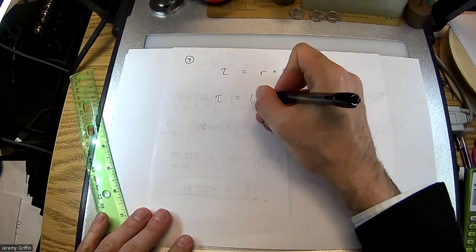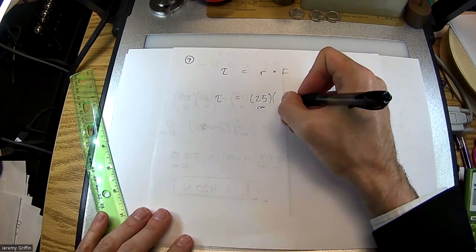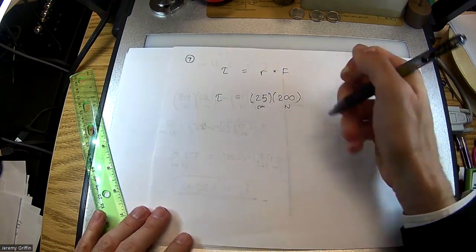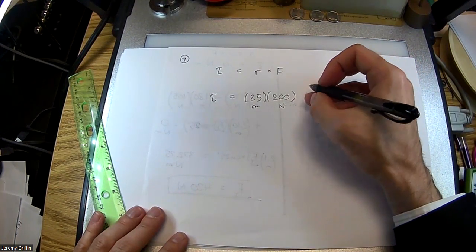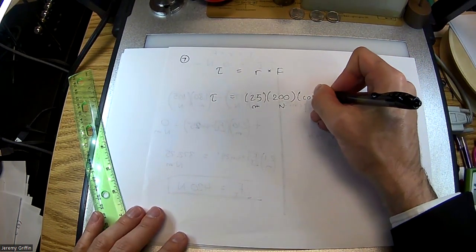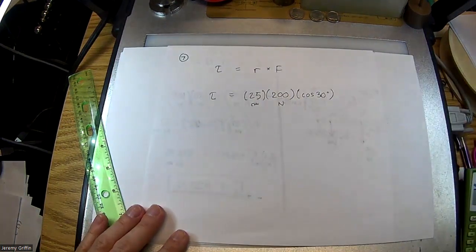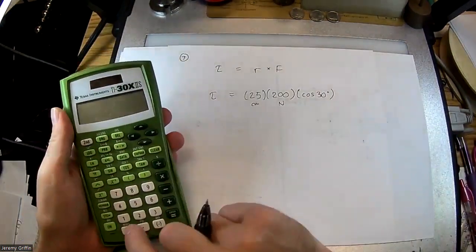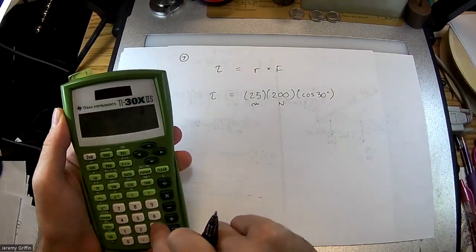So we've got a 25 centimeter radius, a 200 newton force, and we know that there's 2 significant digits there. And I'm going to go with cosine of 30 degrees. I know on my poster I wrote sine, but careful, because that's not the angle that aligns with the poster. So we've got to switch to cosine. 25 times 200 times cosine 30 degrees.